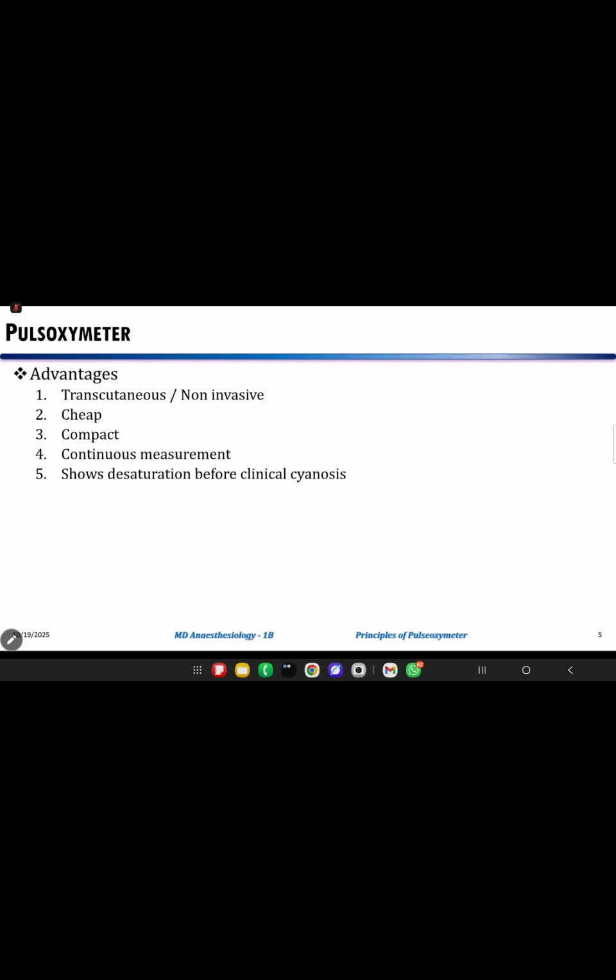When you consider the pulse oximeter, the advantages are that it is transcutaneous and non-invasive, it's relatively cheap, it is a compact device, and we can measure continuously, and it will show desaturation before clinical cyanosis.